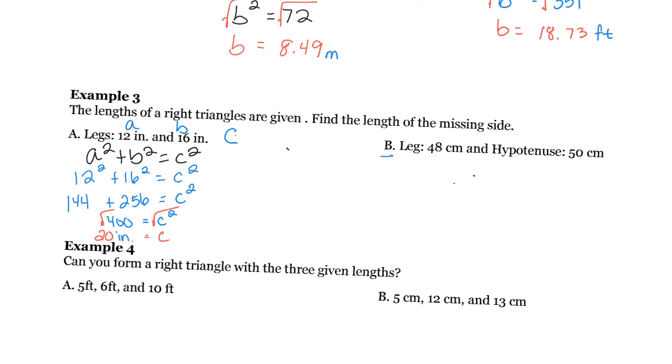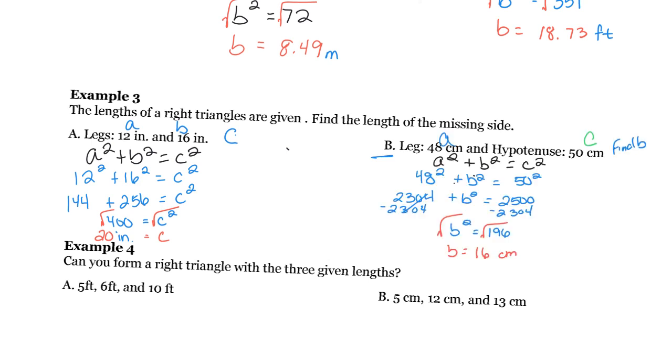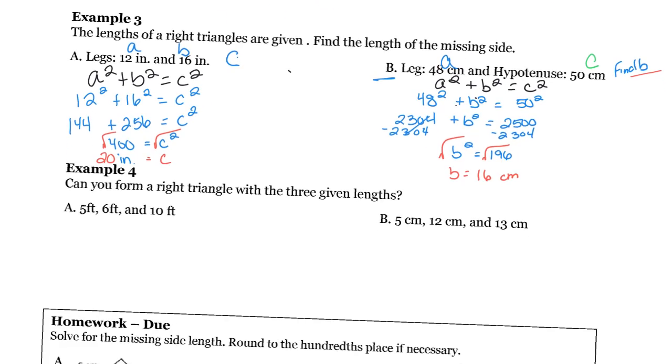All right, so try letter B on your own right now. So pause the video and try it. All right, so hopefully you got 16 centimeters. Okay, so we had what A was. We needed to find B because we also had C. Okay, so if you didn't get that, check your work against mine and pause. If you did, we're just going to keep on going.